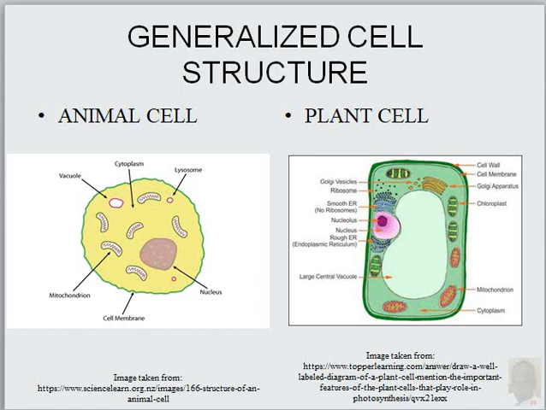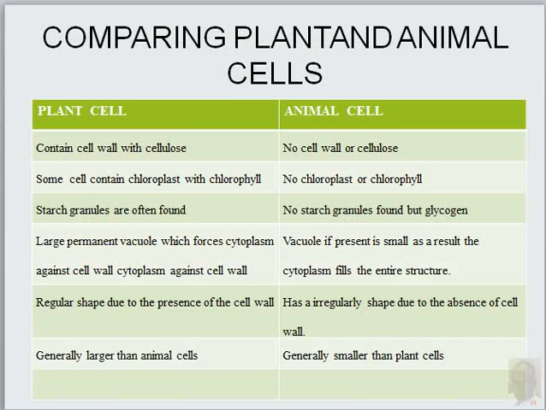So if we want to compare them now, we look at the individual structures in them, and that comparison we could put in a table like this one. So for example, the plant cell contains a cell wall with cellulose. The animal cell, on the other hand, has no cell wall, no cellulose. Probably most plant cells contain chloroplasts with chlorophyll. When it comes to the animal cell, there's no chloroplast, no chlorophyll.